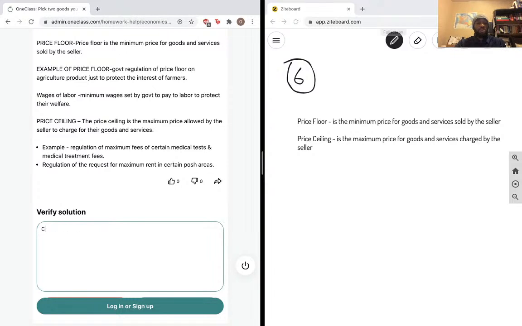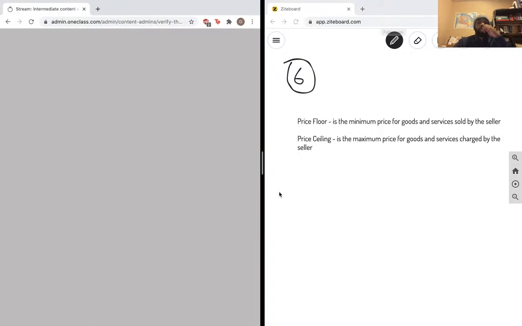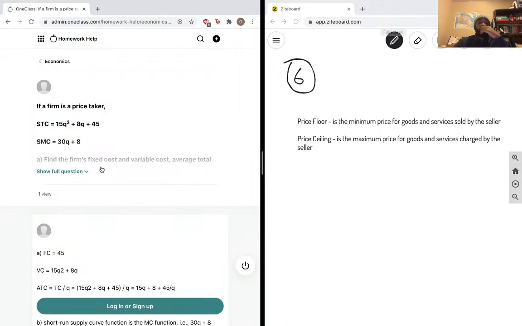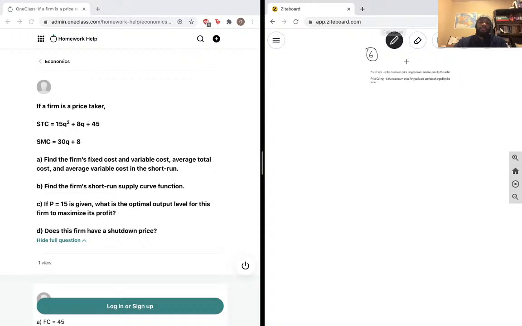So say correct, great explanation. On question 7 now.